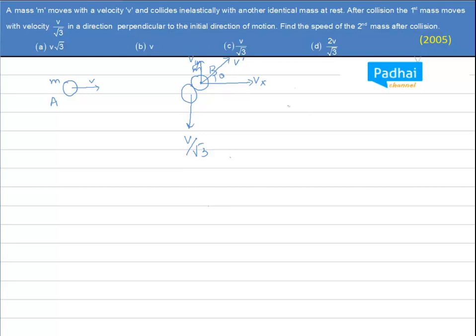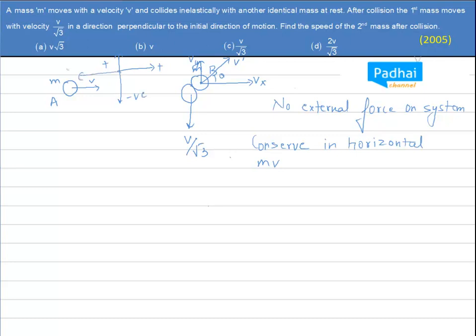So what we will do for the system, there is no external force on the system. If there is no external force, then we can conserve momentum in horizontal and vertical. First of all, let us draw in the horizontal direction. Now initially for the system, that means both of the balls, this mass A was having a velocity v in the horizontal direction. Let us take this direction as positive, so this will be negative.